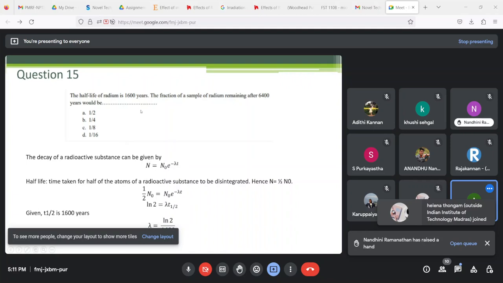We have the time given, which is 6400 years, but we do not know what is the lambda, which is why we are calculating lambda first from the T half that is given. So lambda is ln of 2 divided by 1600. So this we'll substitute back in the same equation.